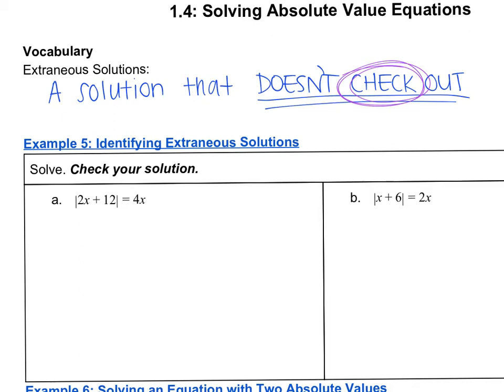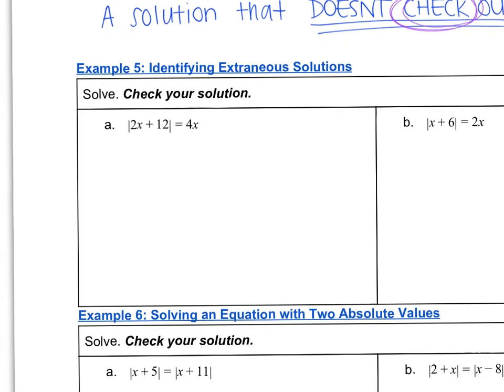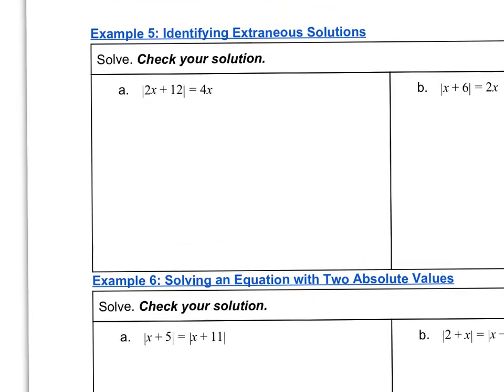So back in the first couple sections of this chapter, we were checking our work. And it's always important to check your work, but now it becomes crucial. You have to check these to see if there's any extraneous solutions. So let's take a look at this example. We're going to solve it just like normal, and then we're going to check our solutions.